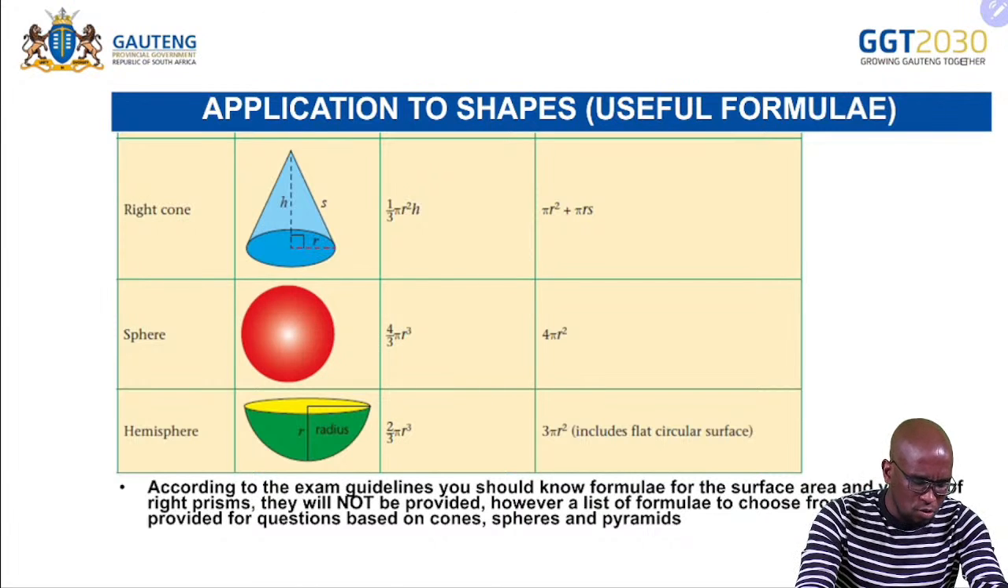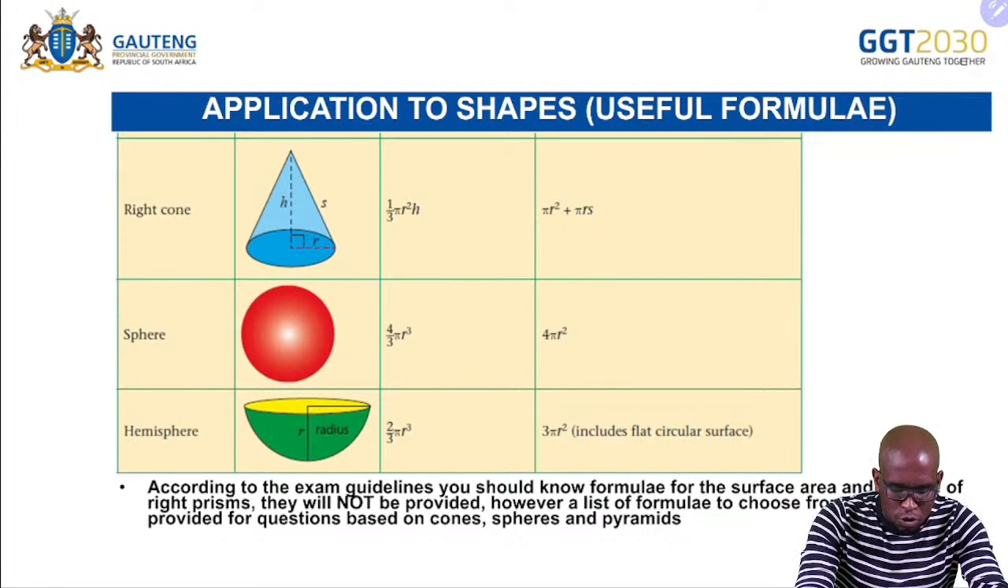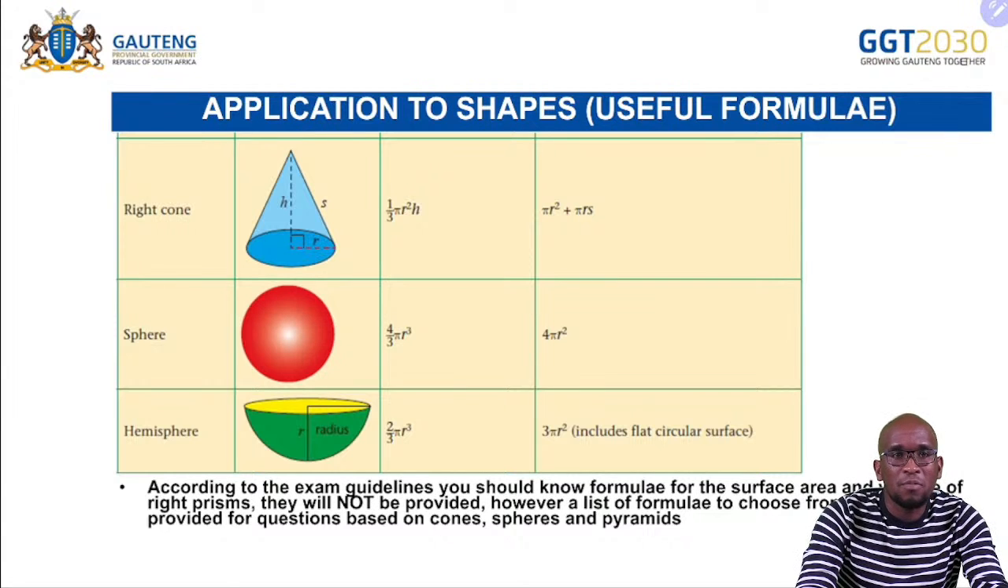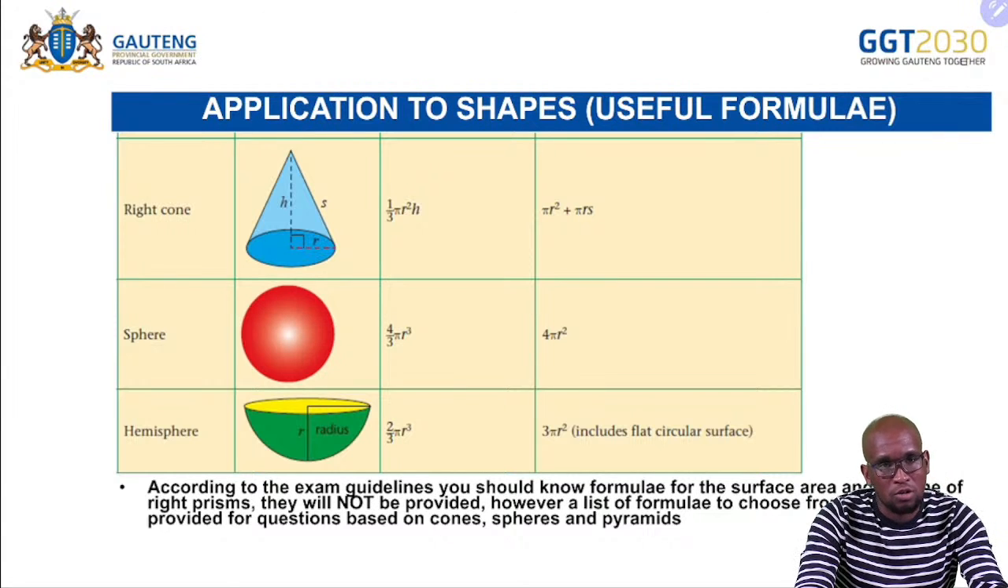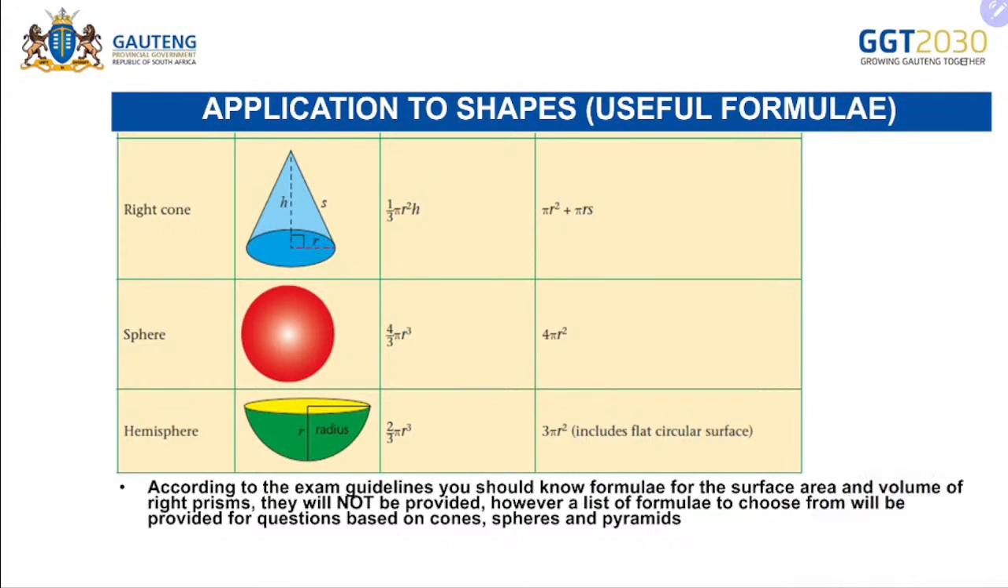Now it's important to note here that according to the exam guideline, you should know the formula and surface area of right prisms. All right prism formulae should be known by heart. You should be able to do that. Those formulas will not be provided to you.